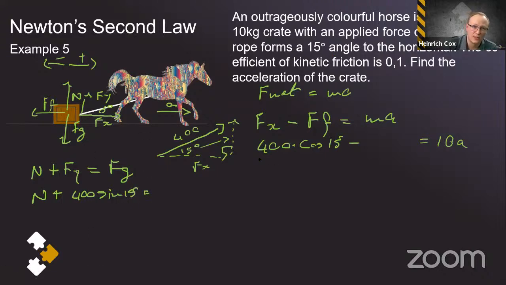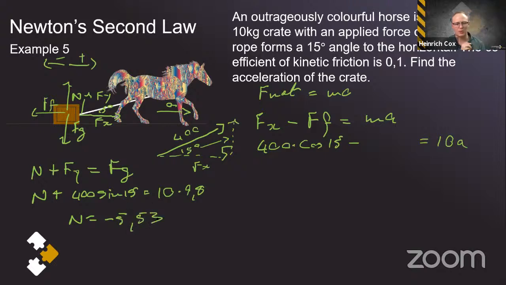And Fg is just the weight of the crate, right? So that's Fg equals mg. The crate is 10 times 9.8. Okay, and that allows us to solve for the normal. So the normal is going to be this 10 times 9.8, which is 98, minus 400 times the sine of 15. Okay, and let me just double check this here. 10 times 9.8 minus 400 times sine of 15.